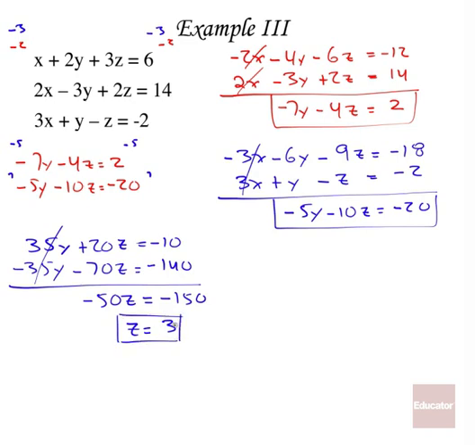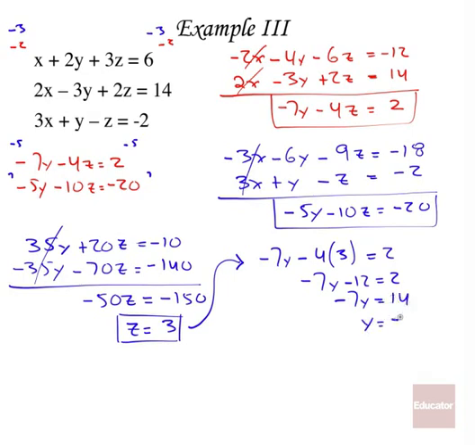Okay, so now that I have z equals 3, I can go back and put it into one of these equations to find y. So let me use the first equation. I write minus 7y minus 4 times z, which was 3, equals 2. I get minus 7y minus 12 equals 2. Minus 7y equals 14. y equals minus 2. Notice I didn't skip any steps. I wrote down everything. Yes, I know it's basic algebra, but it's always going to be the basic stuff that's going to slip you up. So y equals minus 2. If I've done my algebra correctly, my arithmetic, that's that one.